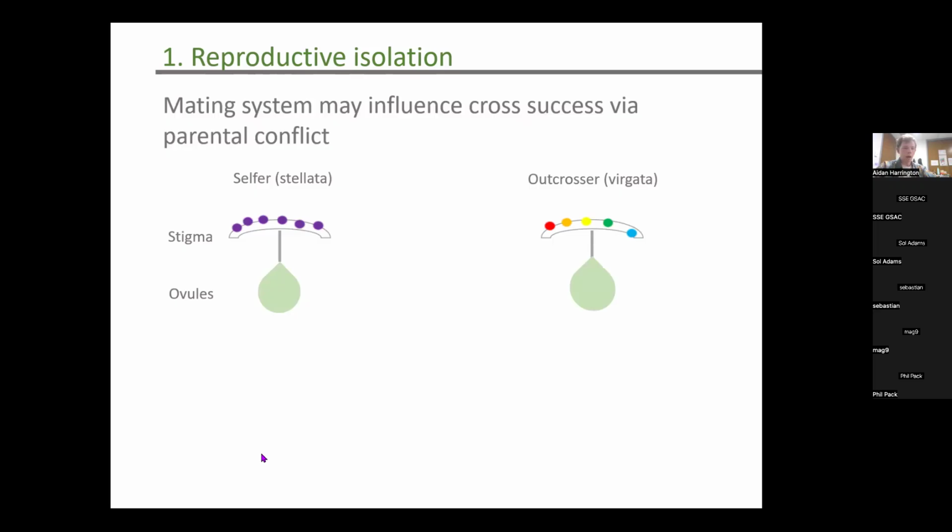They may receive, if you're a selfer, on the stigma, pollen from one source. Whereas if they are an outcrosser, they receive pollen from potentially many pollen donors, many potential fathers. So you end up with ovules in the case of a selfer that are all fertilized by a single father, whereas in the outcrosser, you have many fathers.